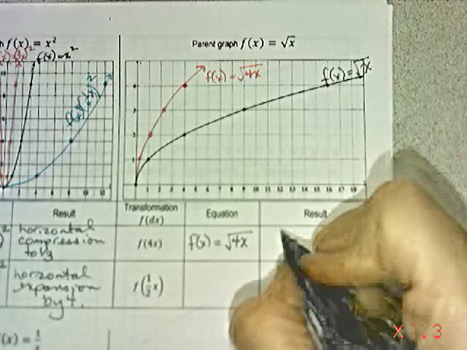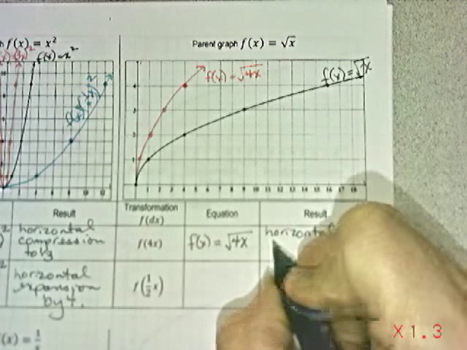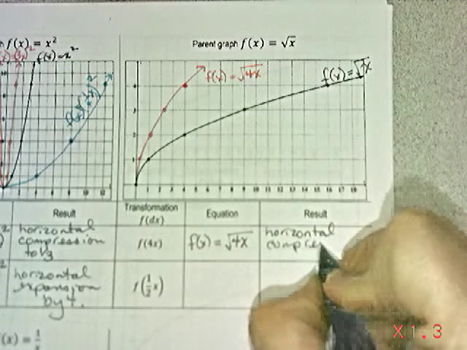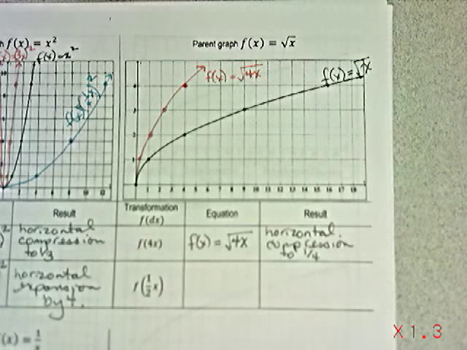And so the result, we got a horizontal compression to a quarter of what it originally was horizontally.